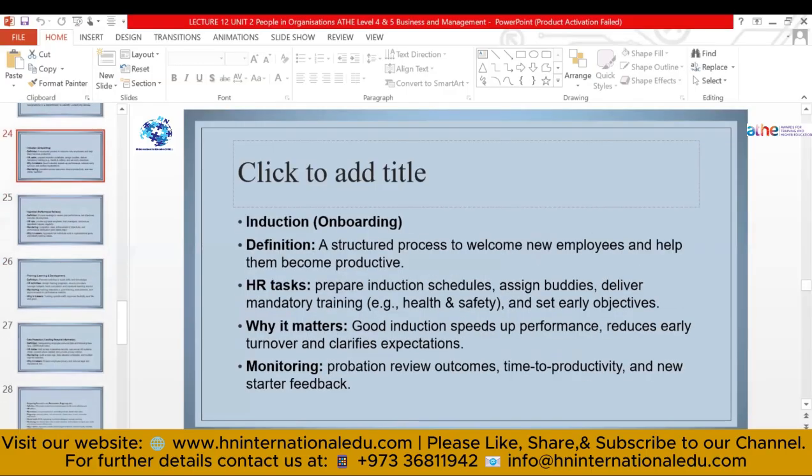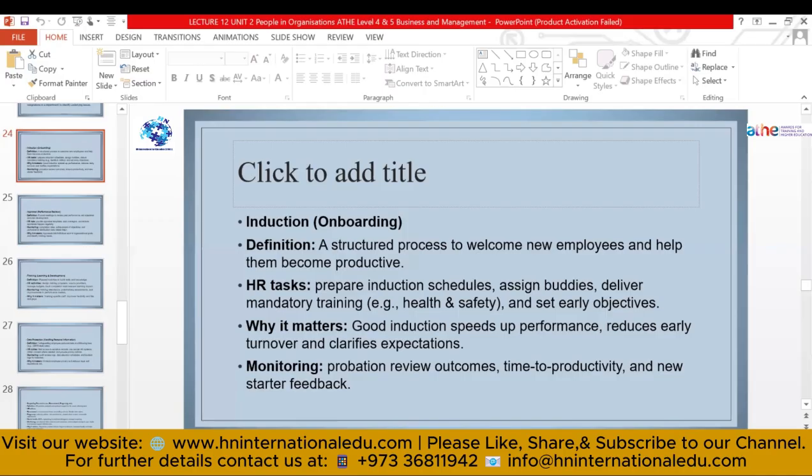Induction, that is onboarding: a structured process to welcome new employees and help them become productive. That is to welcome new people the way the air hostess welcomes us on the plane. Prepare the induction schedules, assign buddies, deliver mandatory training, for example health and safety, and set the early objectives. It's better to train them as early as possible, not to make them the boss of the organization, because this youth, they are literally the bosses.